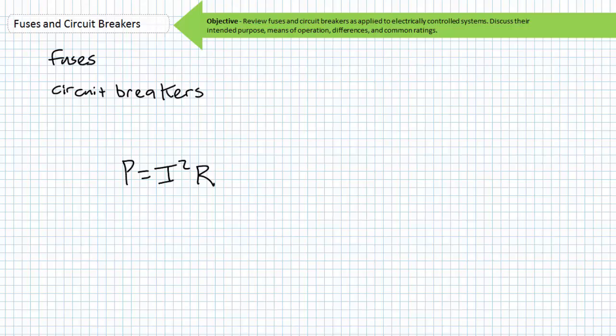Today, we'll review fuses and circuit breakers, both different types of circuit protection devices that basically do the same thing. They open up and stop current flow just like an emergency off switch. They use different means of detection and operation, but ultimately they perform the same function. They stop current flow.